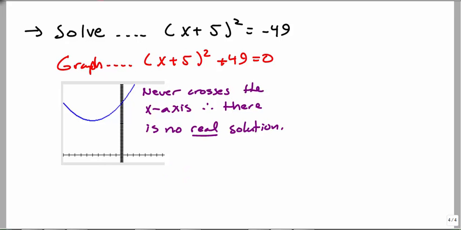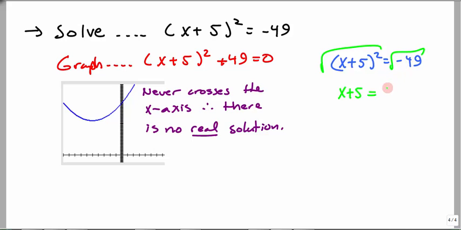So the way that we would start this problem is we would use the same square root property that we've used before. So (x plus 5) quantity squared equals negative 49. I would go ahead and take the square root of both sides, and I have x plus 5 equals, because the square and the square root cancel each other out. Now the square root of 49 is 7. The square root of negative 1 is i. So what I get here then is plus or minus 7i. Complex numbers. Then I'd go ahead and subtract 5 from both sides, and I'd have x equal negative 5 plus or minus 7i.